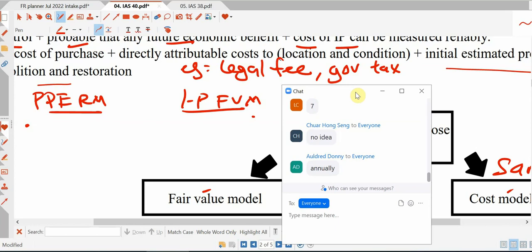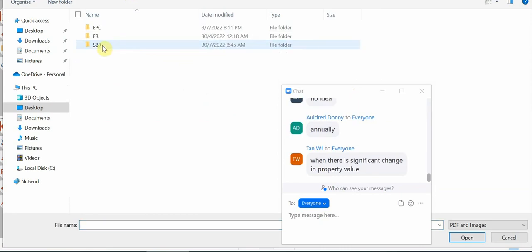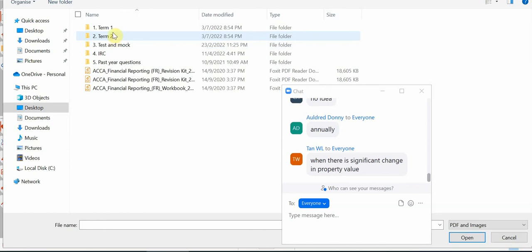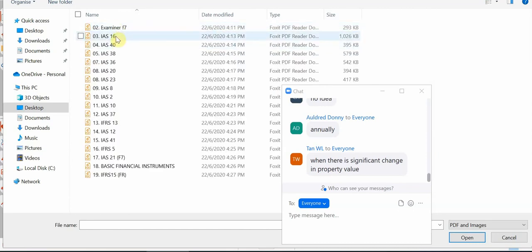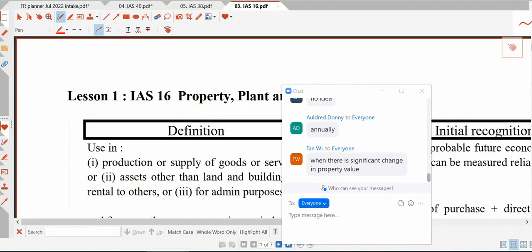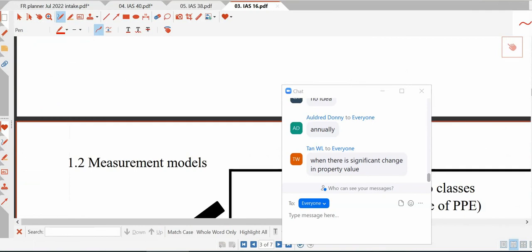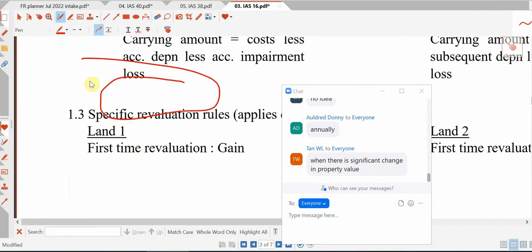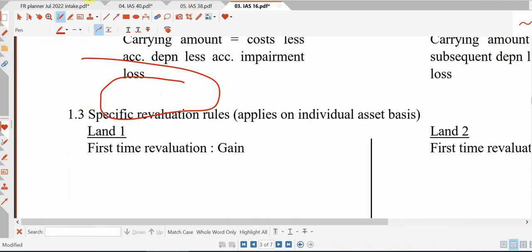Okay. Now, if you can go to PPE chapter, the first chapter, point 1.3. Not annually, no. I mean, you want to do annually also can, but it's not a requirement to do every year. Point 1.3, everyone. My one is blank, so I show you also meaningless. When there's a significant change in property, I did mention that, yes, I did. Now, point 1.3, my one is blank already because I didn't save my writing. I remember somewhere here I wrote it has to be regularly when there's a significant change in property value. Now it can be every year, it can be not every year, maybe every 2 years or every 3 years. Okay, so that is the PPE revaluation model.